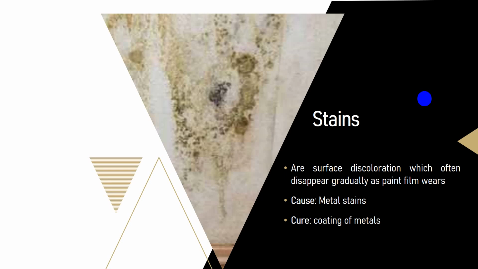The next one is the stain. When metal discolors paint, moisture is usually the culprit. The metal stains are dissolved and leached by water. The water then moves to the painted surface, evaporates, and leaves the stains behind. The cause of this defect is the metal stains, and the cure is the coating of metals. It should be painted with metallic zinc dust and spar varnish, or it can be prevented by applying an alkali-resisting primer as a sealer.